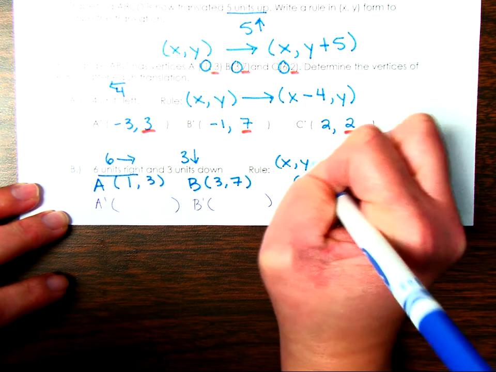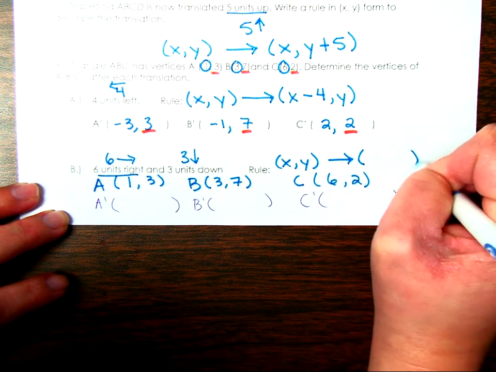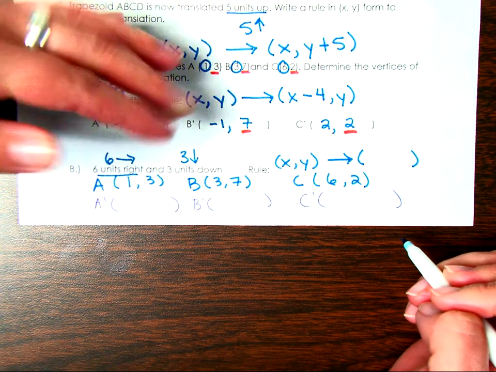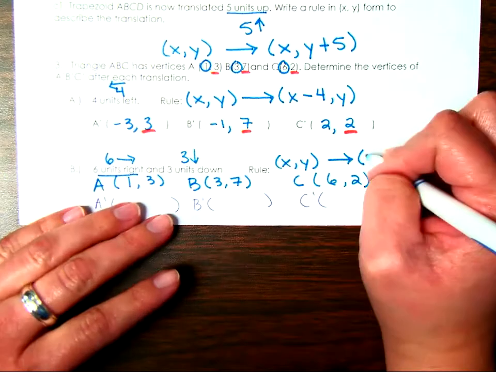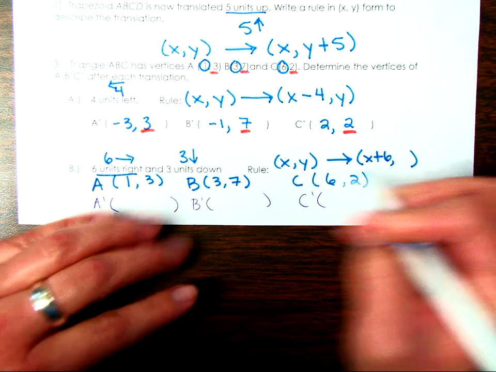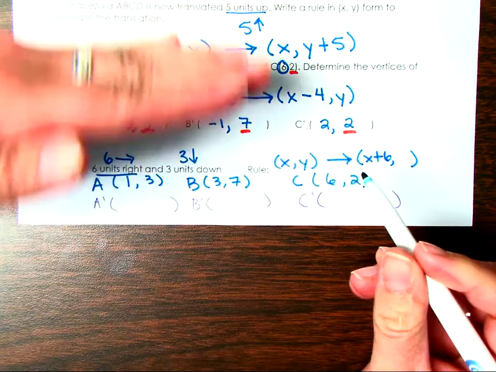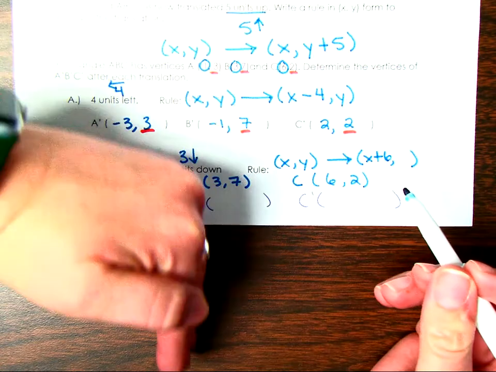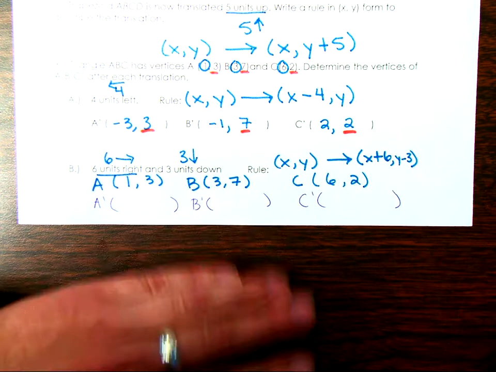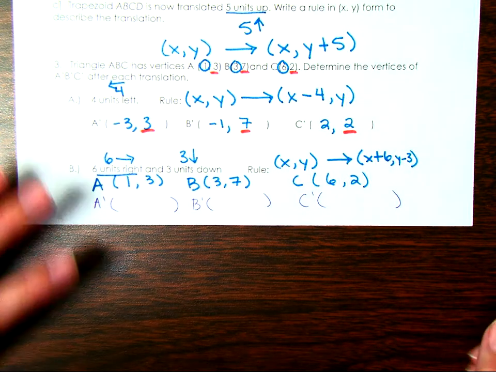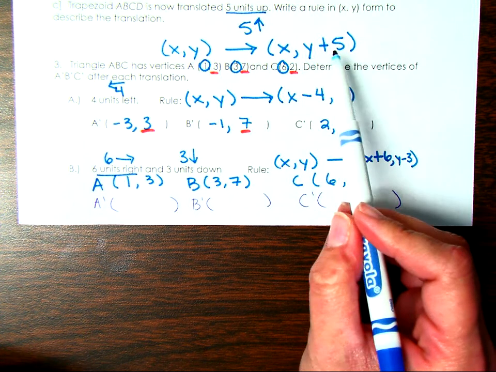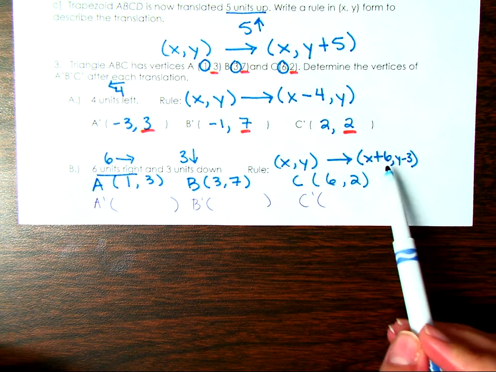Okay, so first we're going to write the rule. So x, y goes to my new image. Well, if I'm going 6 units to the right, anytime I move to the right on a number line, that represents addition. So x plus 6. And then if I'm going 3 units down, doesn't matter where I am, when I'm going down, that represents subtracting or negative. So y minus 3. Okay? So this is a translation where both your values can change. Again, with the translation, just the y's could change, just the x's, or both of them could.